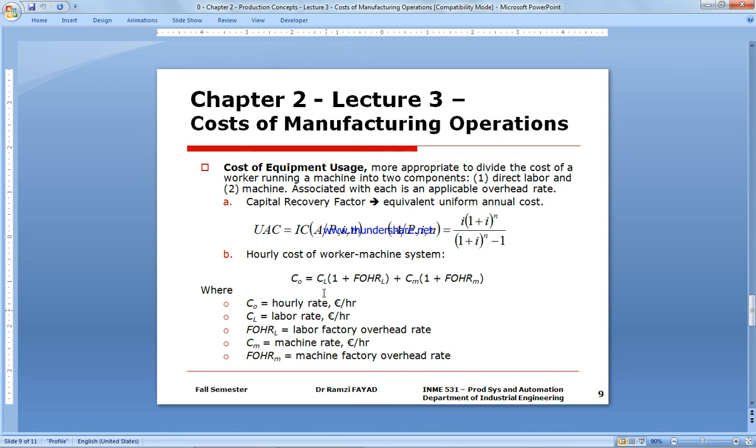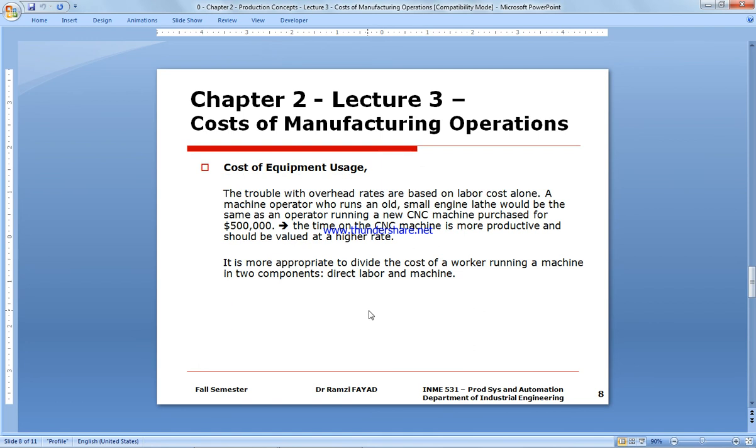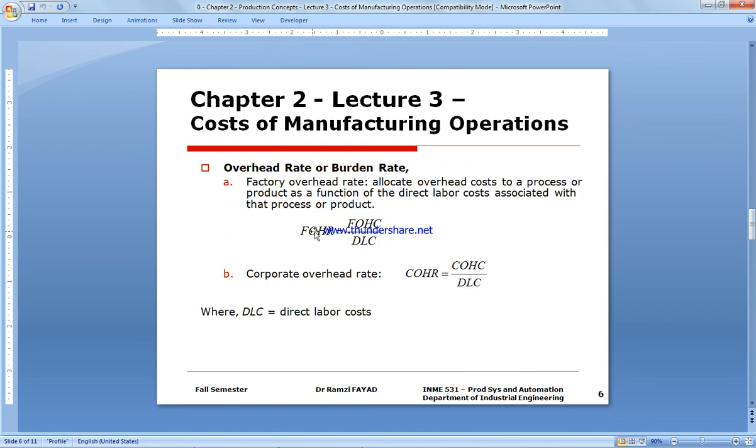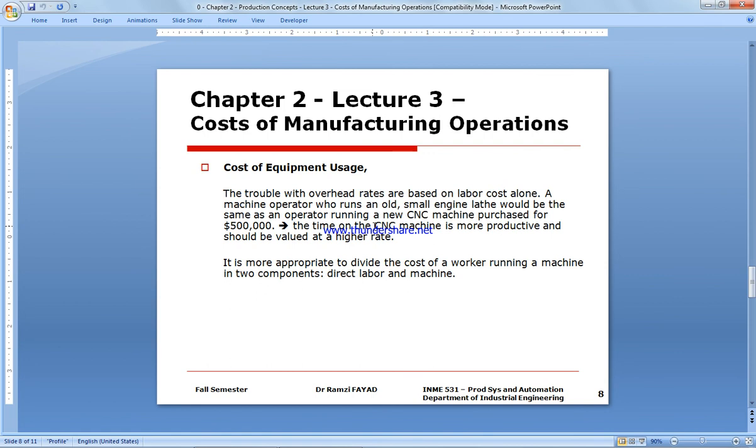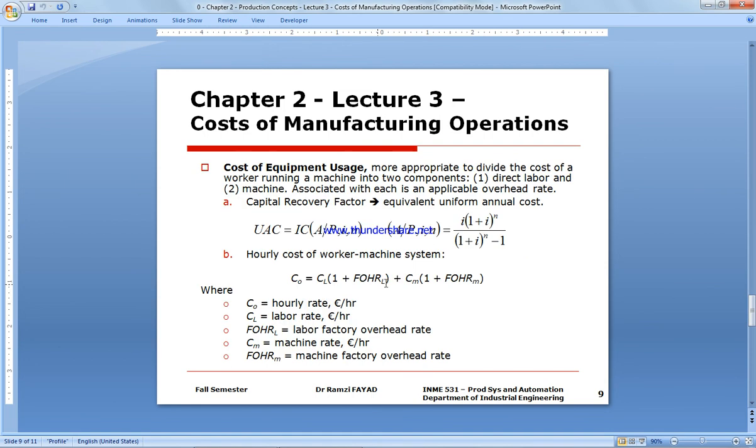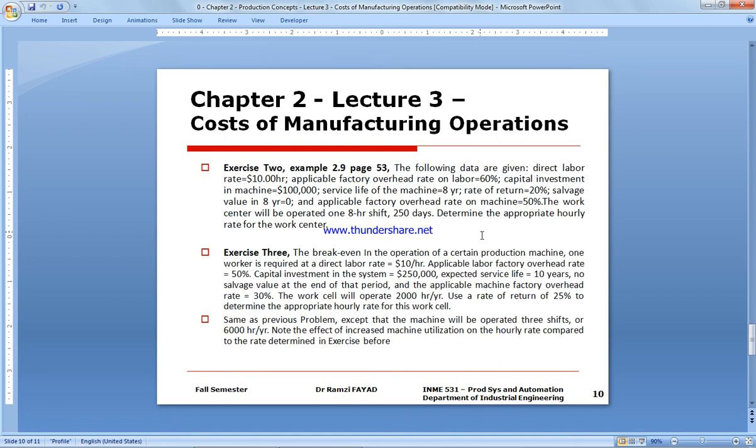Okay, I need to remind you this is CL, a labor rate, plus CL times factory overhead rate. If you go back, if you multiply the rate times direct labor, we obtain the cost. So we split the cost into two parts: the factory overhead with respect to labor cost and factory overhead with respect to machine cost. So let's see how it applies in this example.